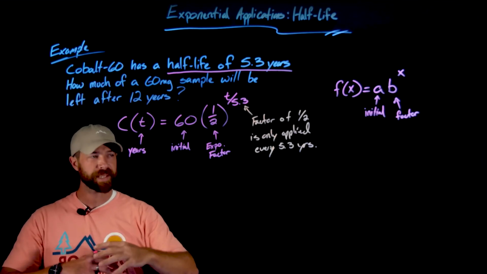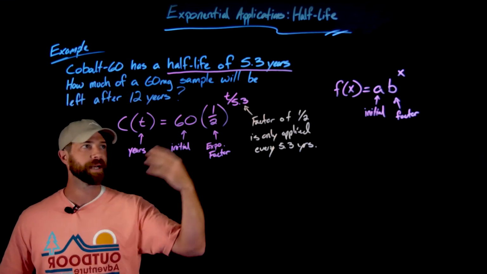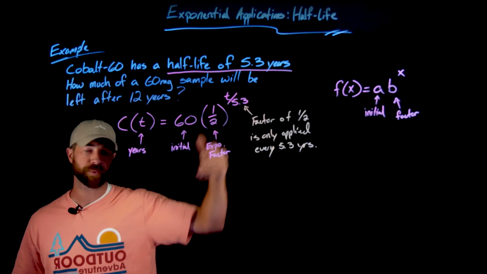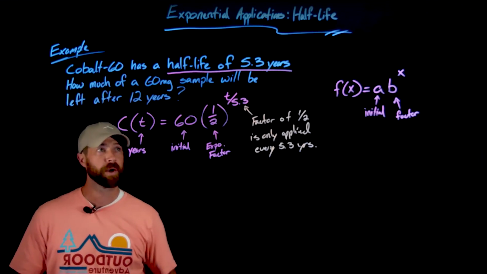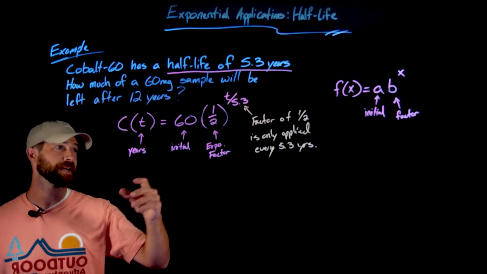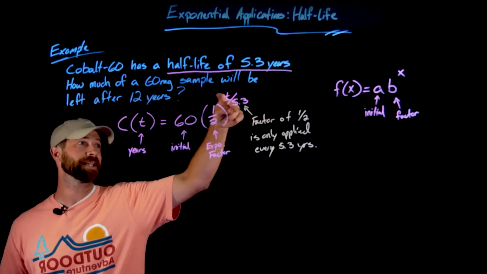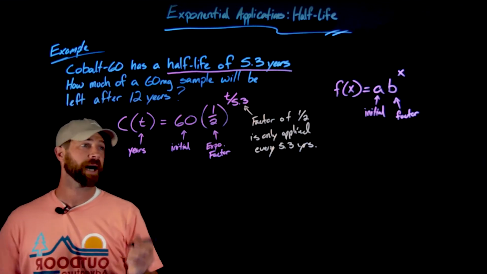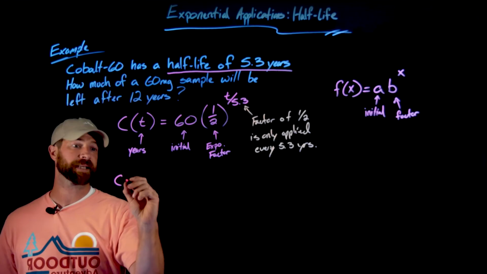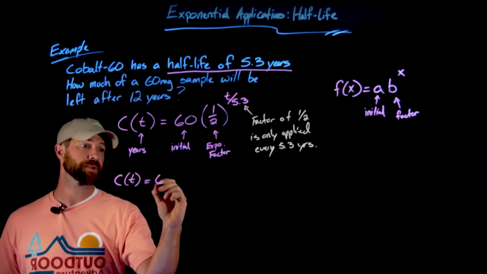And again, that's just thinking of it in a discrete way. I could put half a year here, and this will take care of all of that for me. One thing I also want to talk about is if I wanted to write this in a way where I didn't have this fractional expression here, I could rewrite this. So I could write this as C of t equals 60.